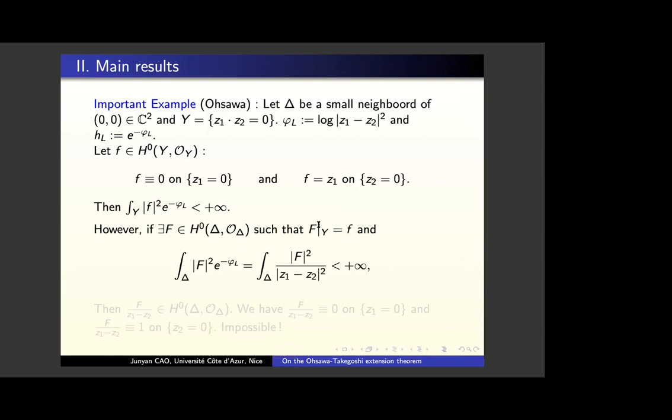In fact, if we could find an extension such that its L2 norm is bounded, that means the quotient f divided by z1 minus z2 is L2 bounded. Therefore this quotient is a holomorphic function. But as we explained, by using the boundary condition, its restriction on one component equals zero, and the restriction on the other component equals one. This is impossible because the components have a common point. So the example of Ohsawa tells us that in general, if we just assume that the L2 norm of small f is bounded, we cannot find an extension.